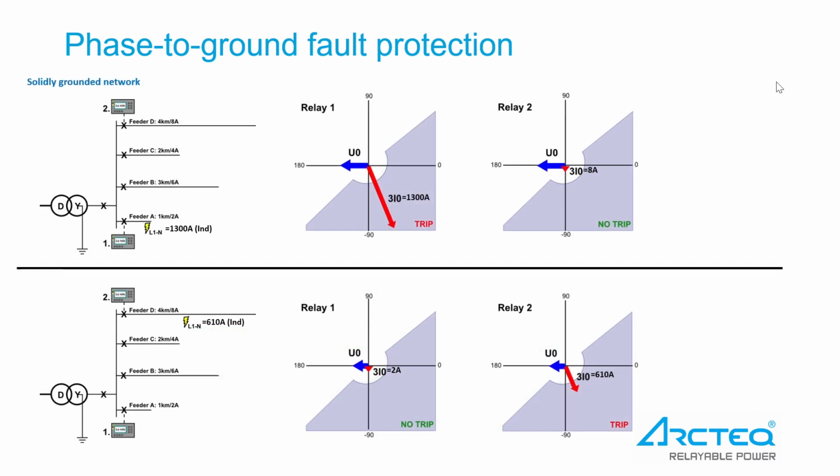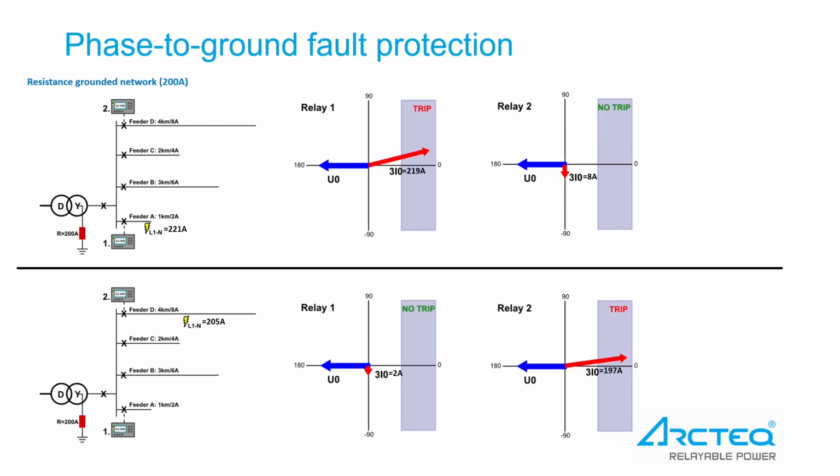In solidly grounded networks, the transformer star point is directly grounded. Fault current in a single-phase to ground fault is as great as in two-phase short circuits. Therefore, protection against earth fault can be done by simply using overcurrent protection. Fault current in healthy feeders is close to nothing when compared to the faulty feeder.